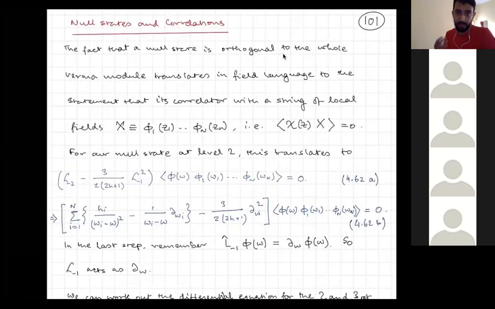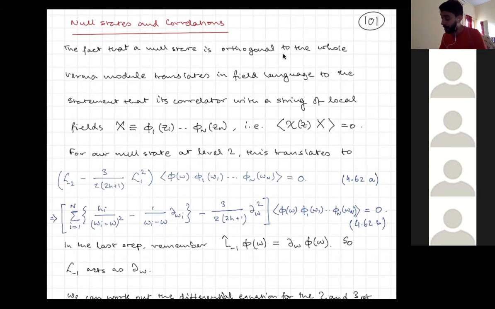So the fact that a null state is orthogonal to the whole Verma module translates in this field language to, as I say, the statement that its correlator with any string of local fields is equal to 0. So if you have phi1, phi2 up to phi n, and you look at this chi field and take the correlation function of chi with these n phi's, this has to be equal to 0. Okay, so we are now looking at how this is going to translate into what we do.